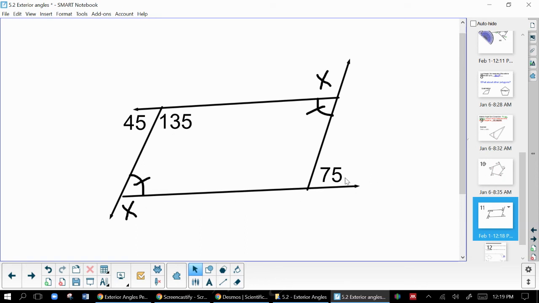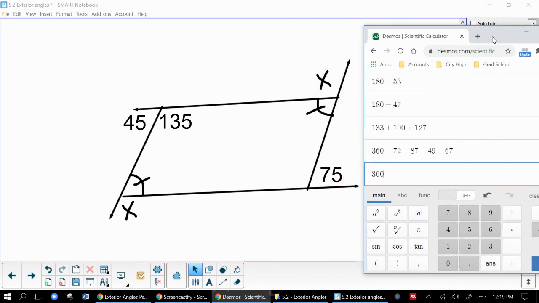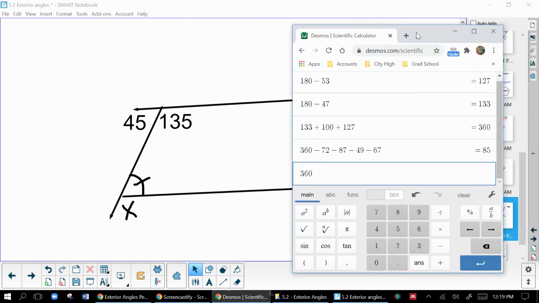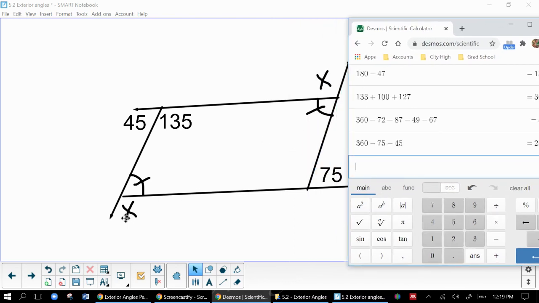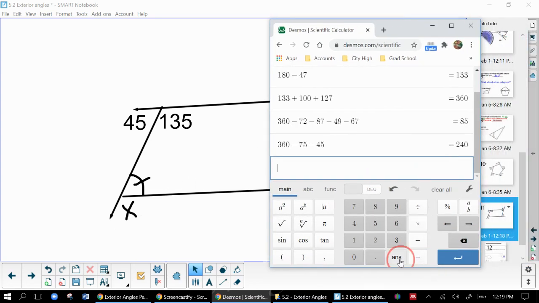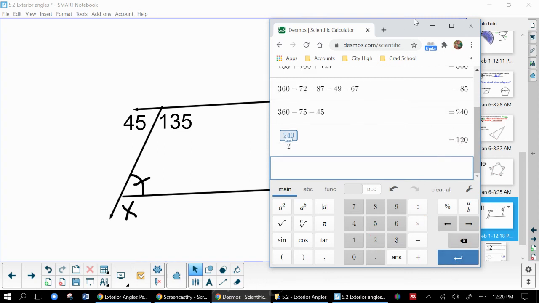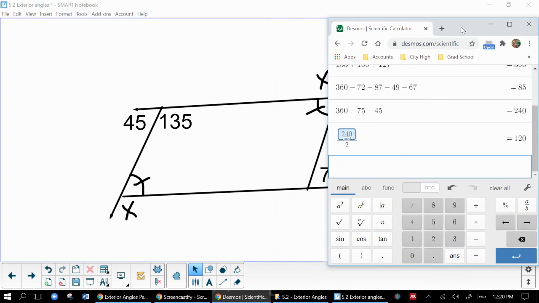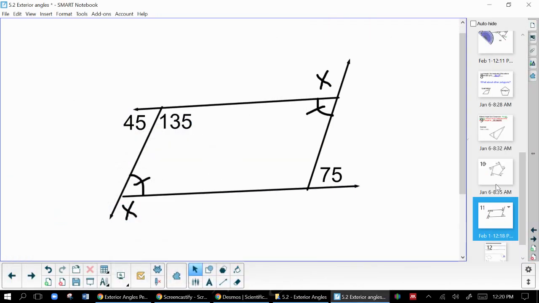And so now I can use the exterior angle conjecture. I know that my total is 360. And I can take away the 75 and take away the 45. And I get 240 left over. But that's the combined total for both of these. So because I know they're equal, now I can just take that answer and divide it by 2, and I can find out that each one is 120 degrees. So kind of using some of those ideas from other areas.